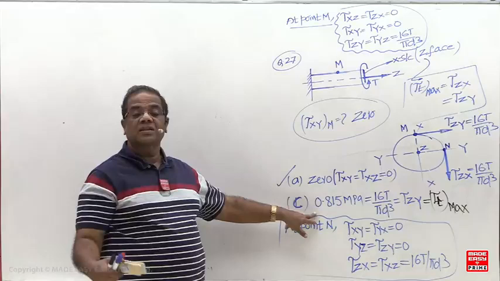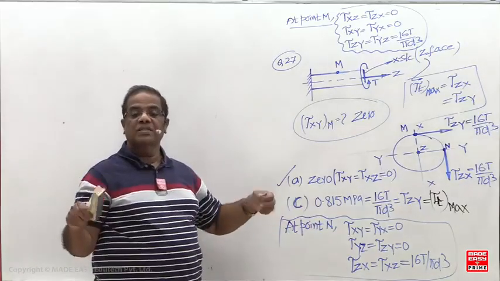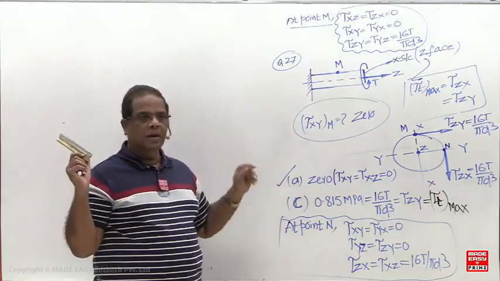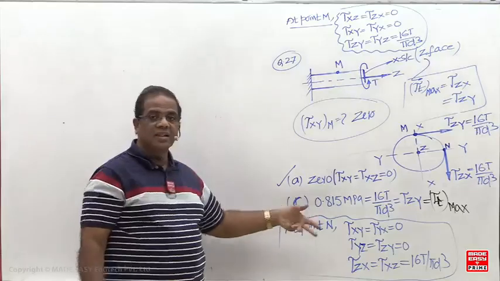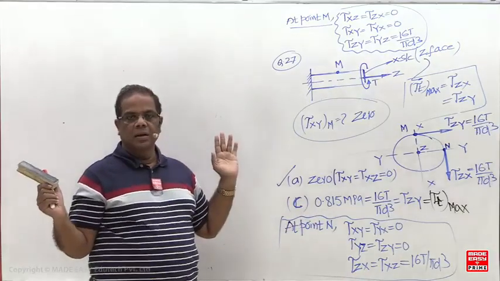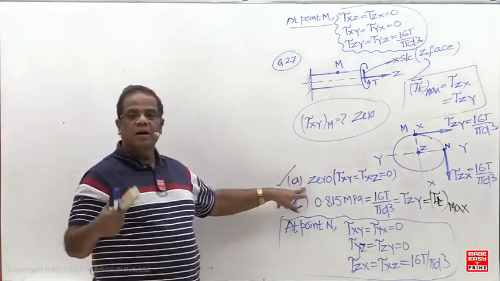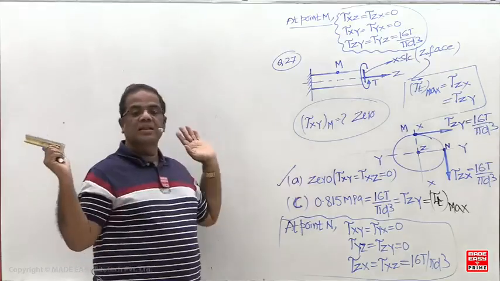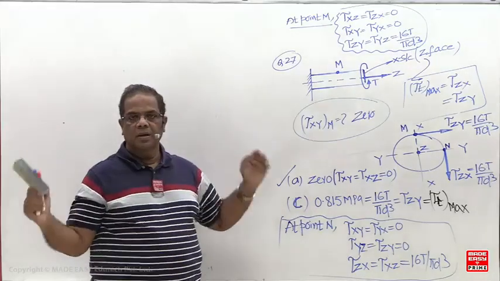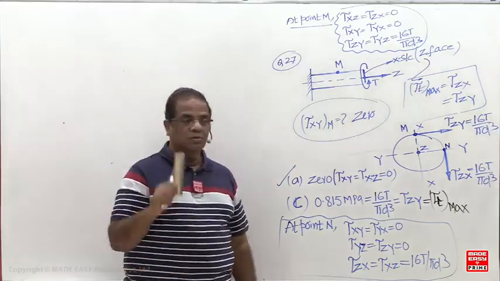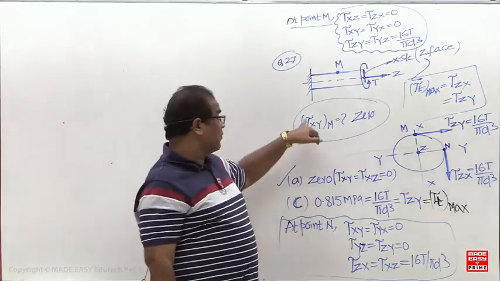Most students will use the formula 16T by pi d cube, and for that they will spend 2 minutes. That is wasting time, and they may finally get the incorrect answer. But a student thorough with the concept directly gets the correct answer without wasting time. So try to understand the question. Option A is correct for this question.